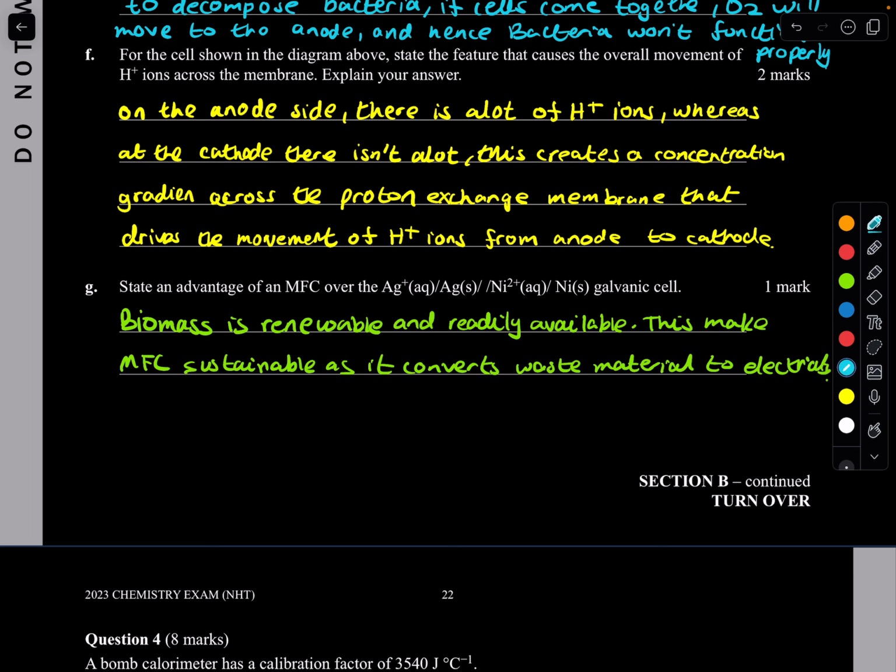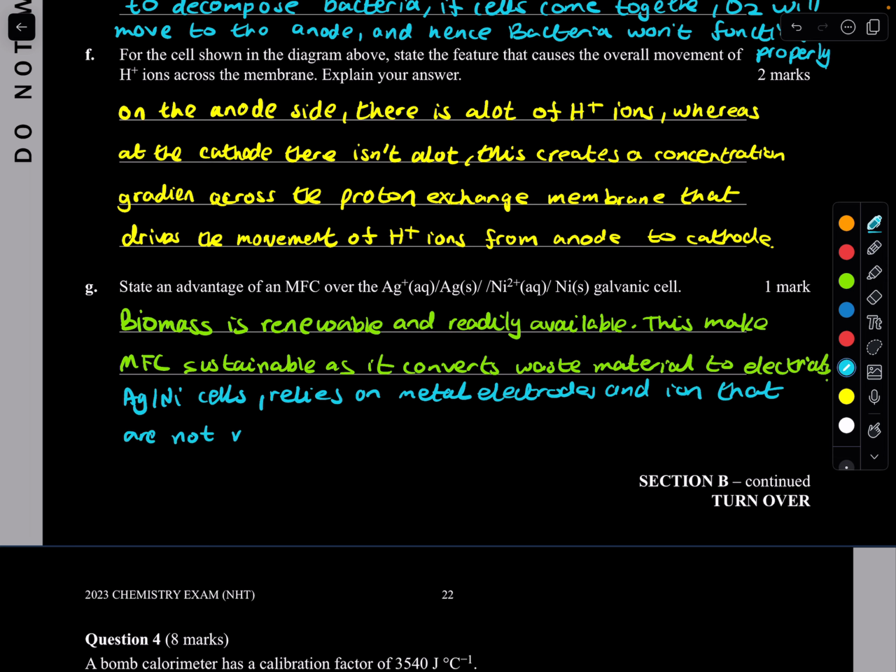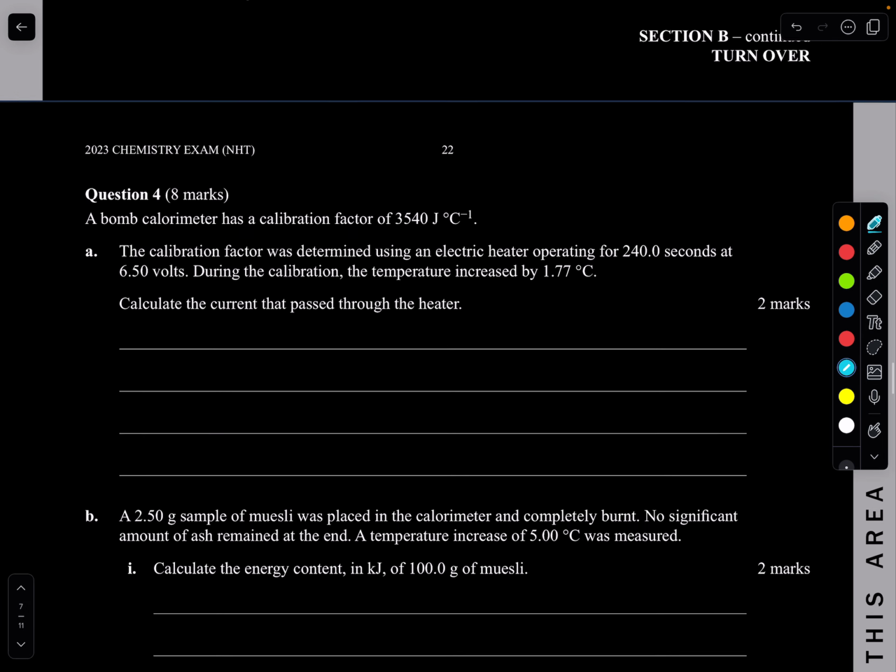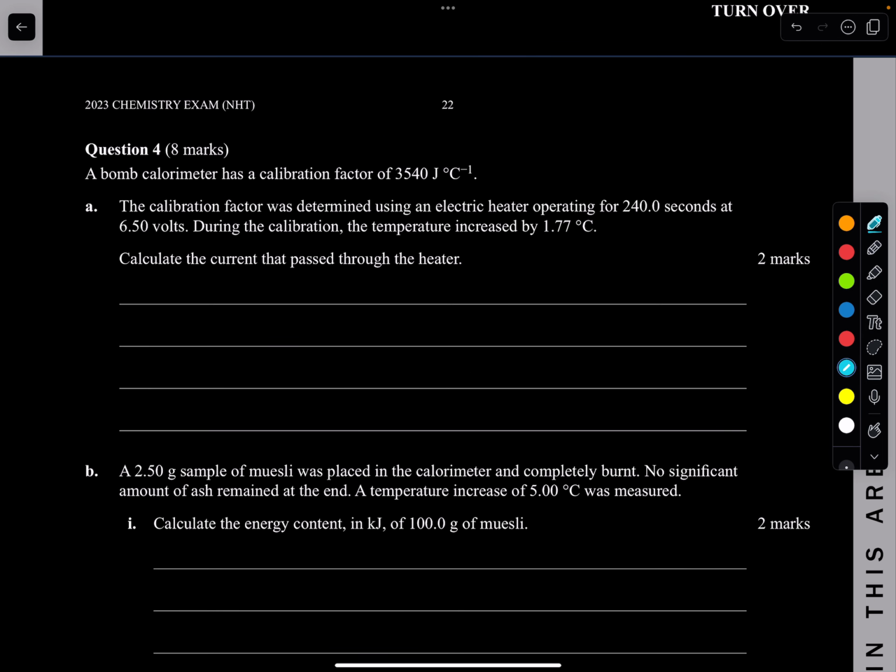In comparison, the Ag/nickel cell relies on metal electrodes and ions that are not renewable and can be expensive. Beautiful. Done.